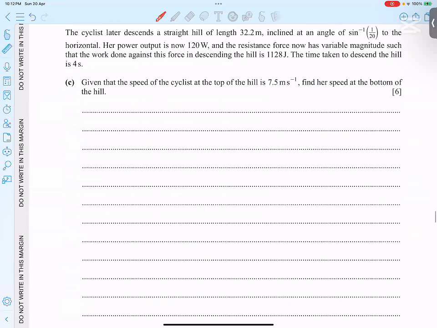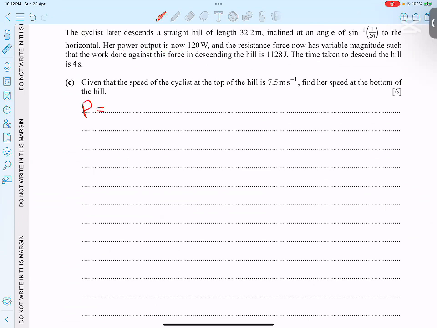So we have part C. The cyclist later descends a straight hill of length 32.2 meters. The angle to the horizontal is given here, and it is very clear that it is descending. Her output power is given.